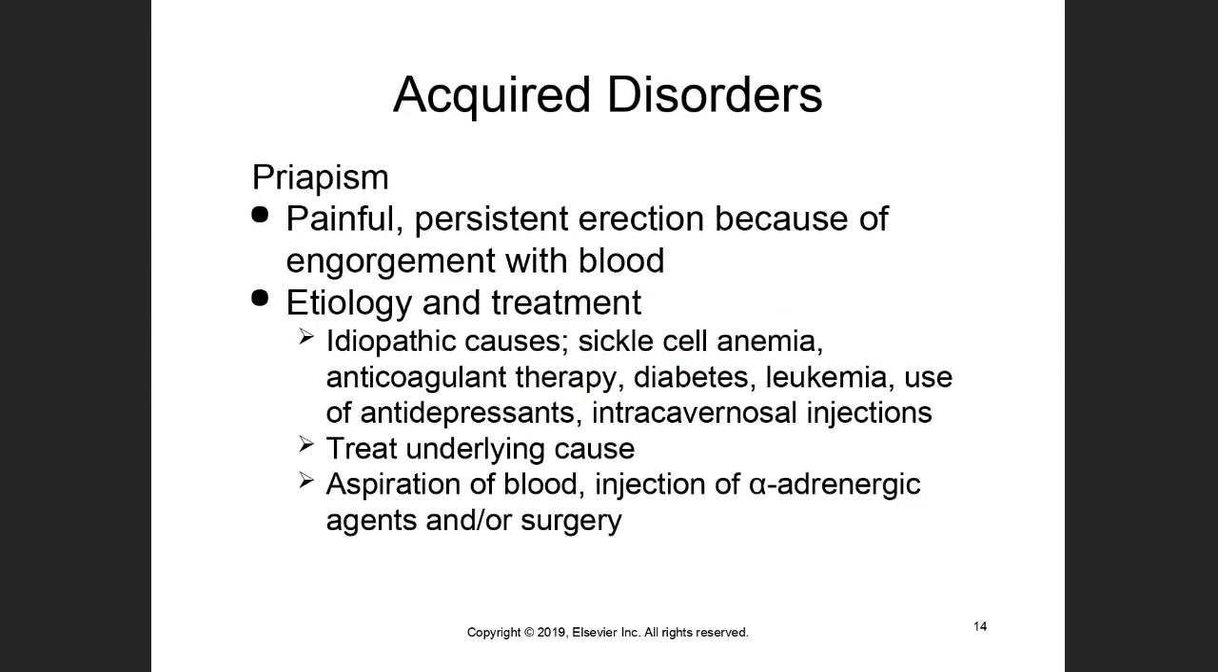Priapism is a painful, persistent erection because of engorgement with blood, okay? And that's the main definition, okay? Painful erection for more than 4 hours, okay? Always has to be painful. Etiology and treatment: idiopathic causes, could be due to sickle cell, anticoagulant therapy, diabetes, leukemia, antidepressants, intracavernous injections. Treat the underlying cause, and aspiration of the blood, injection of alpha adrenergic agents, or surgery, okay?